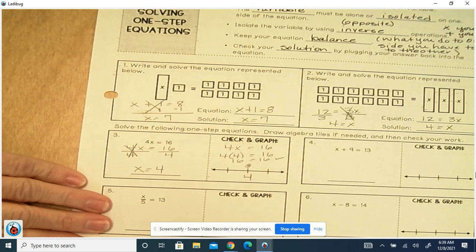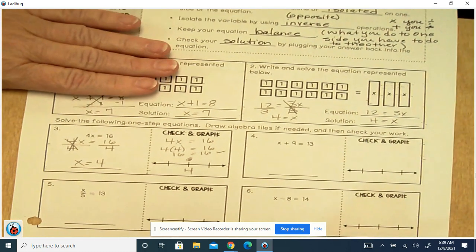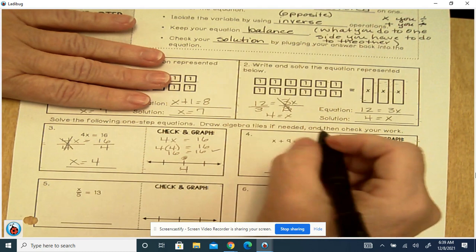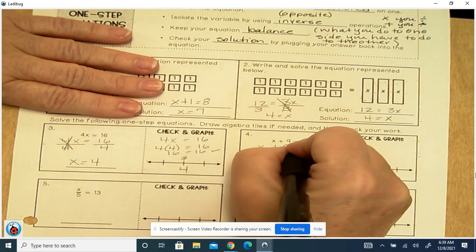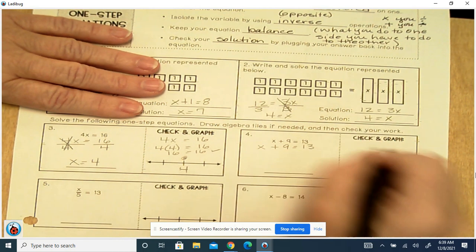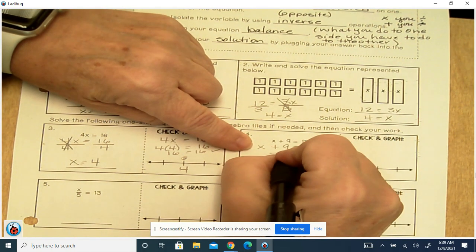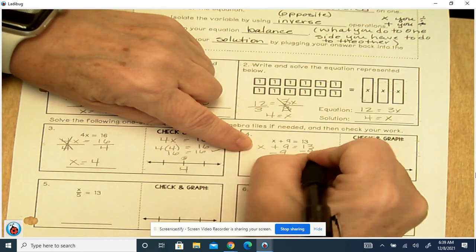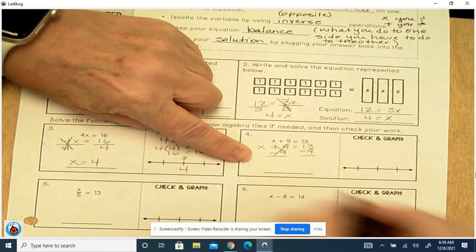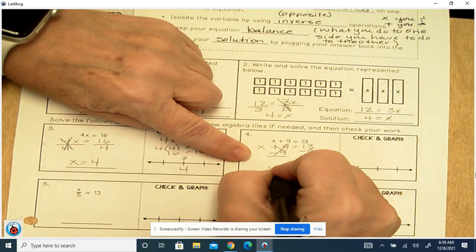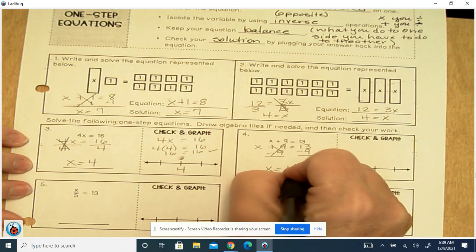Number 4, we've got x plus 9 equals 13. We're adding 9, so we've got to do the opposite, because remember our goal is to get this variable by itself. So if we add 9, then we subtract 9. A positive 9 and a negative 9 cancel each other out. So we're left with x equals, and then 13 minus 9 is 4.